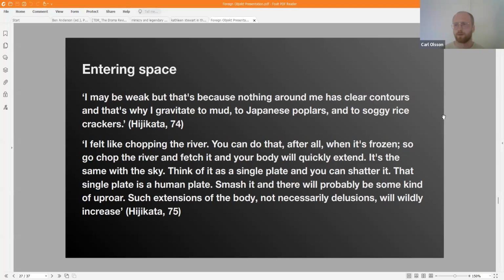These are a couple of quotes from Hijikata Tatsumi, the person I showed looking vaguely like a praying mantis in the beginning. He was basically an experimental choreographer and dancer in Japan. He notably is one of the founders of the so-called Butoh. I know some people in the room are more familiar with this dance style than I am, so I apologize if I embarrass myself somehow.